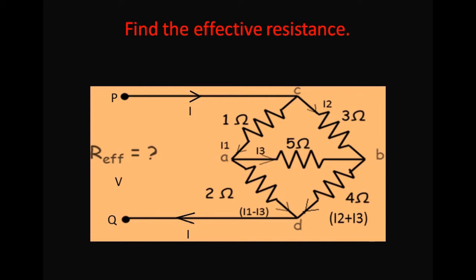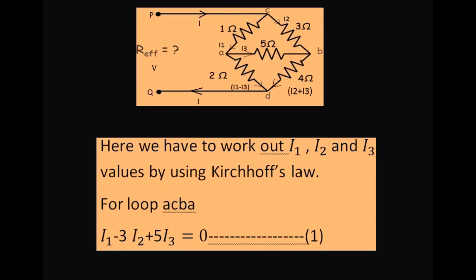And then if you apply Kirchhoff's first rule, you will be able to work out the current in this branch as I1 minus I3. You can see that here. And on this branch through the 4 ohm resistor, the current would be I2 plus I3. That is pretty simple. Now let us see how we are going to work this out.